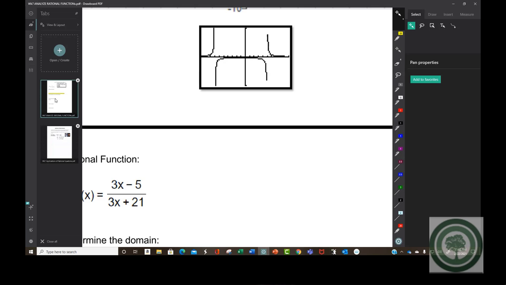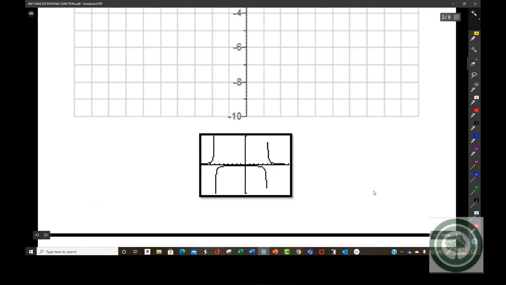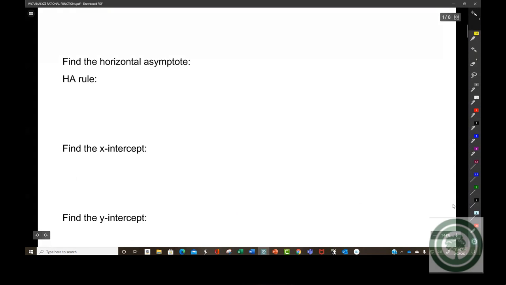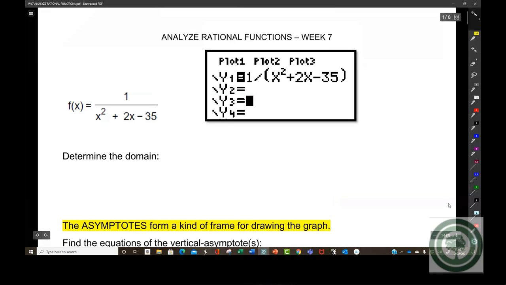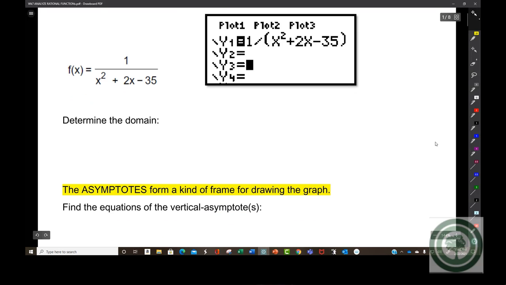Here we go. This is going to include some new stuff and some old stuff. I included this because I wanted to show you how you would put that in your graphing calculator.